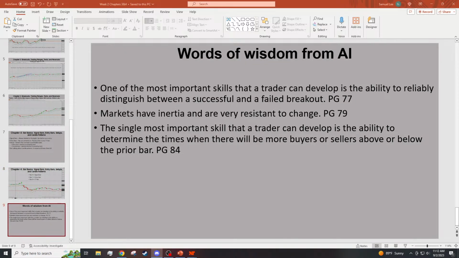Let me check the Discord to see if anybody has any comments. Not that I can see.